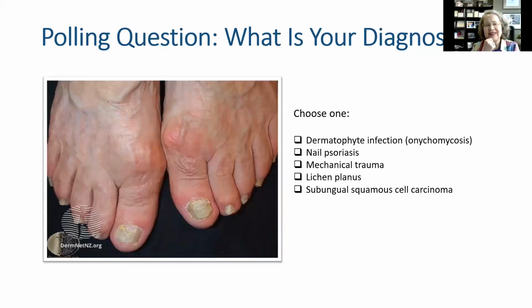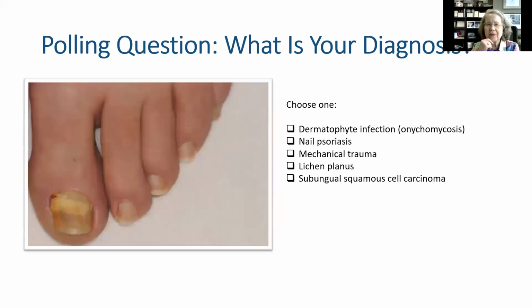Next slide. Another polling question. So what is your diagnosis? Dermatophyte infection, nail psoriasis, mechanical trauma, lichen planus, or squamous cell carcinoma. And polling is open.